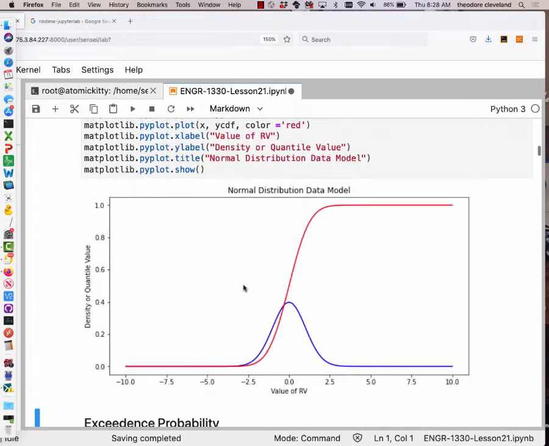And so here is our normal distribution model. The red curve there is the same as the right picture. So the red curve represents a density function or a cumulative distribution. Good exam question right there.